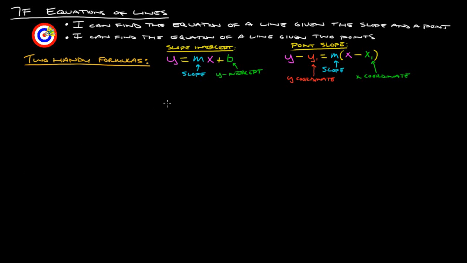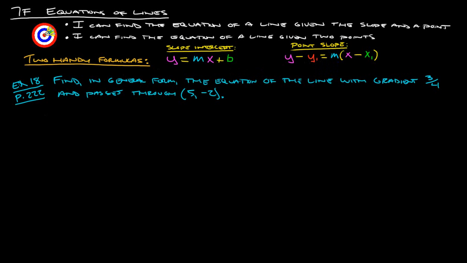So with that, on slope-intercept, the m stands for the slope, the b is the y-intercept, and then on point-slope, the y1 stands for the y-coordinate of a point, and then the x1 is the x-coordinate of a point. Okay, and then m is still the slope. Okay, so let's put some of these into use.